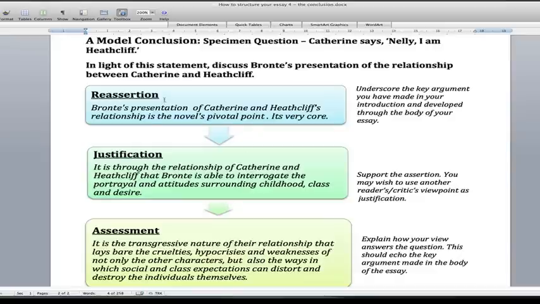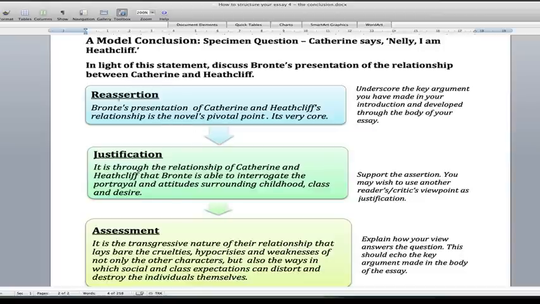So I've used the same question that I used when I looked at the introduction. And the reassertion here, you can see that the point has been made. Bronte's presentation of Catherine and Heathcliff's relationship is the novel's pivotal point. This goes back to the introduction, and if you look at the introduction in the second video that was done about how to structure your essay, you'll see that that point was actually made, and what this is echoing is that point but tying the whole essay together.